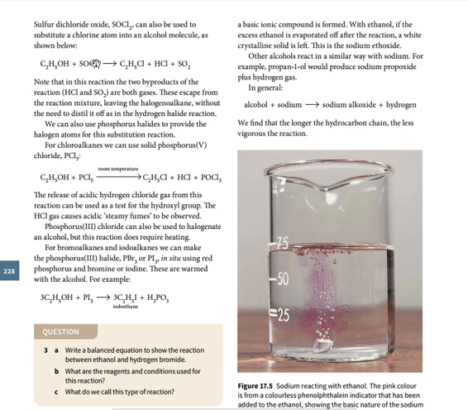So sulfur dichloride oxide. In this reaction you need to know that in both of these reactions there's always going to be fumes of hydrochloric acid. White fumes of hydrochloric acid are going to be produced. So here in this reaction you have a haloalkane. You are going to produce the haloalkane called chloroethane, hydrochloric acid, and sulfur dioxide.